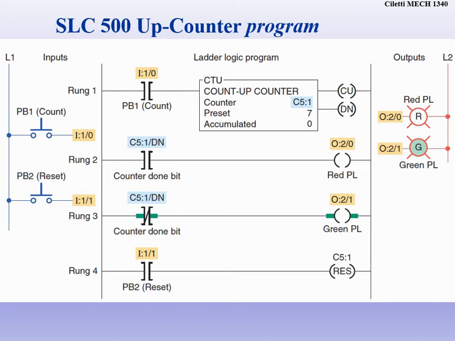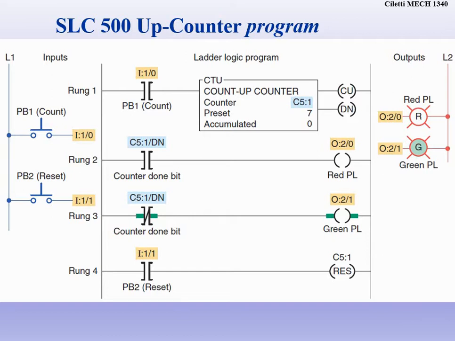So then we have our count up, and then our opposite, our done bit. So what does that do? We have counter 5.1, which is our DN. When that's done, we're going to have a red light on that says that we are done counting. Now if we have a green light going, that means we are in the process of counting. So we have a normally closed contactor on the done bit, for lack of a better term. As long as the done bit is false, we're not done, so we're going to have a green light on and we're going to be counting.